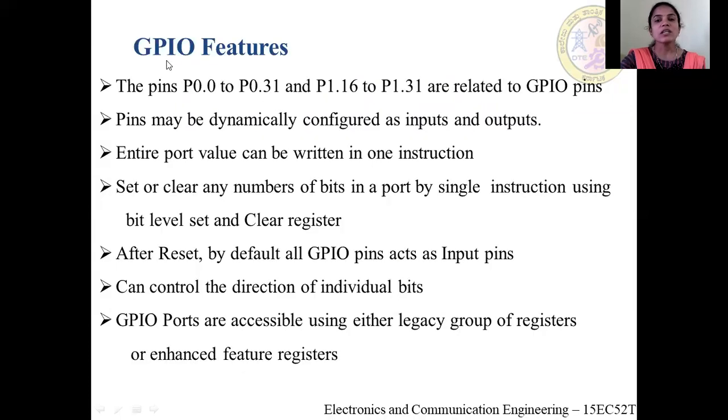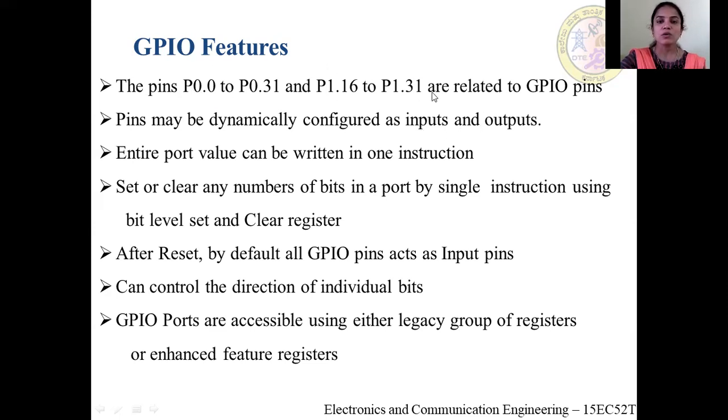Let's look into some of the features of GPIO pins, that is the pins from port 0.0 to port 0.31 and port 1.16 to port 1.31. That is, all 32 pins of port 0 and the 16 pins of port 1 are GPIO pins. These pins are used for general purpose input output applications. These pins may be dynamically configured as input as well as output.